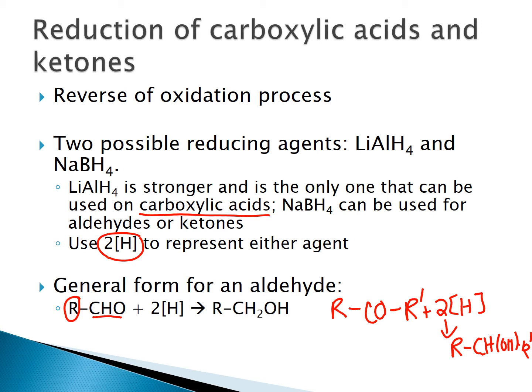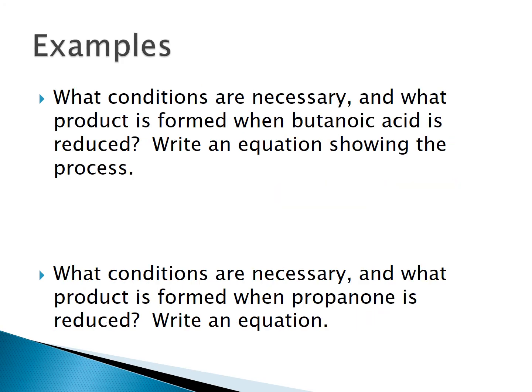That makes sense, right? Because we learned that primary alcohols can be oxidized to form aldehydes, then further oxidized under reflux to form carboxylic acids. We learned that secondary alcohols can be oxidized to form ketones, but no further. All right, so let's look at a couple of examples.